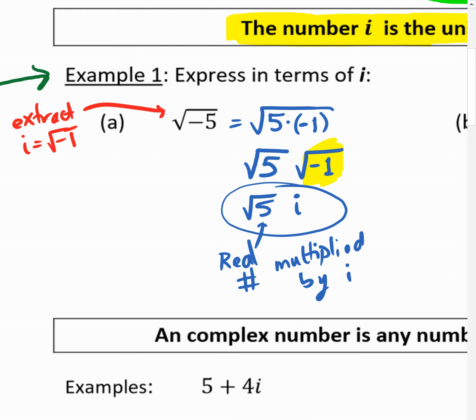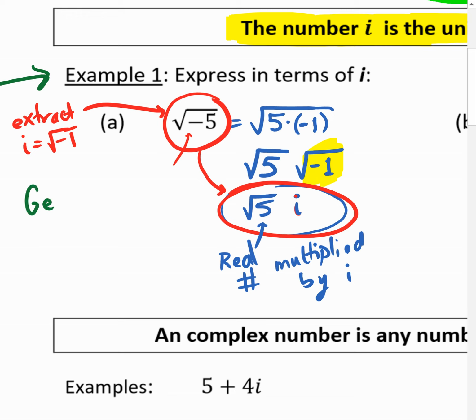So that's just so you know, you don't have to do that long process every time, extracting the -1 out and then splitting it up. If you want to just observe what happened from the original problem to our answer, you can think of it as, well, what happened? The negative disappeared and an i popped up instead, right? So if you want, you can just memorize it like that.